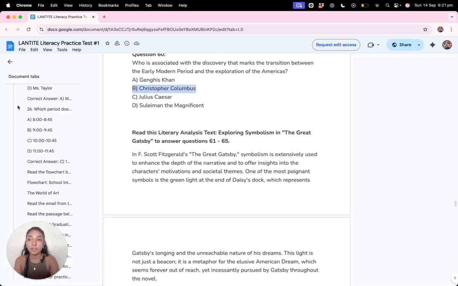Christopher Columbus. So Christopher Columbus's journey in 1492, which led to the contact between Europe and the Americas, is a key historical event marking the period of global exploration and expansion during the early modern period. This journey is crucial in historical studies as it represents the beginning of extensive European exploration and colonization.